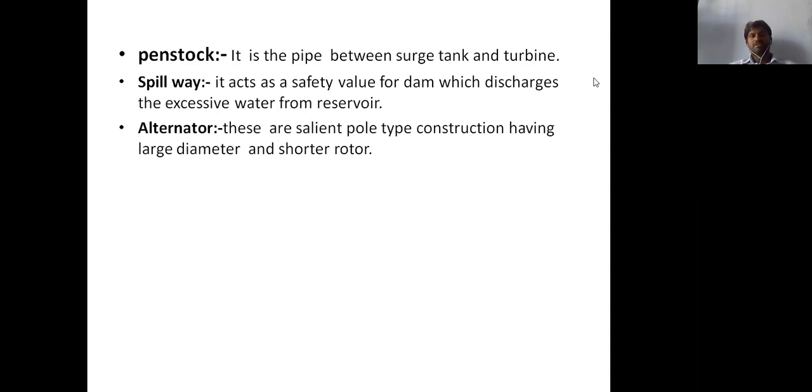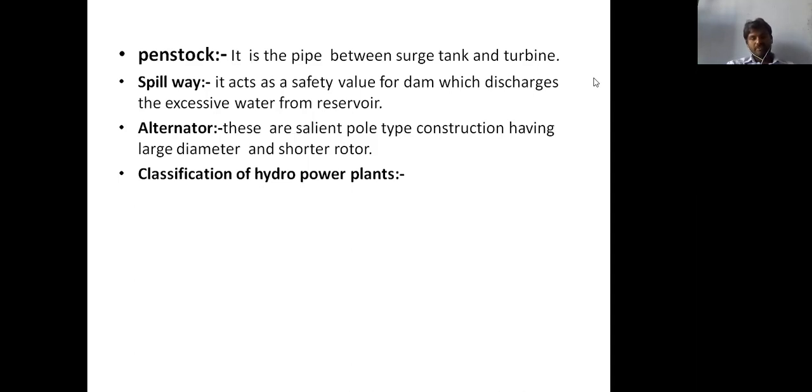These alternators use the salient pole type of construction, with large diameter and shorter rotor. Salient pole type rotors are used in hydropower generation because of the large diameter and smaller axial length. With the large diameter, the number of poles increases, so Ns = 120f/P. Salient pole type alternators are used in hydropower generation. They have low speed, about 300 RPM, because of the large diameter and small axial length.